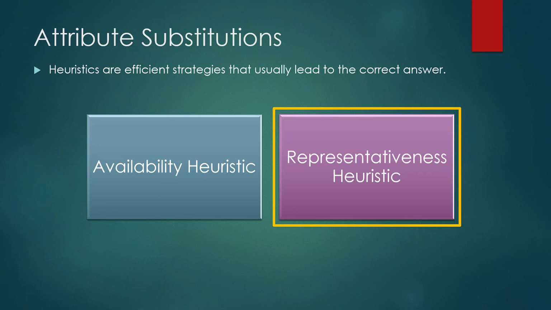All right, we're back, and now we're going to move to the other attribute substitution that I wanted to talk about in this chapter, which is representativeness heuristic. So remember, heuristics are efficient strategies that usually lead to the correct answer.